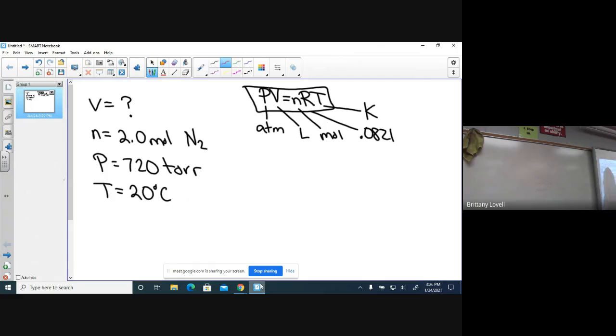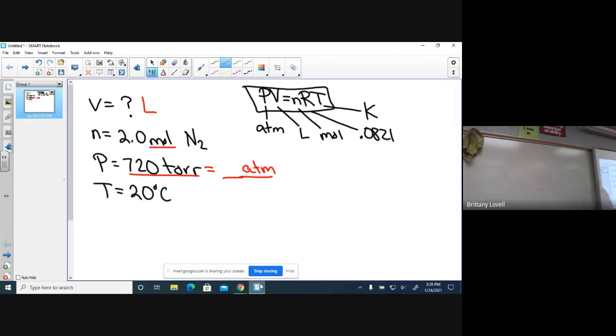So what we're going to do is, first of all, go through and just start plugging stuff in after we do conversions. We're going to have to convert some stuff first. Well, if we know that volume is what we're looking for, when we finish it, it's going to have to be in liters, right? We know that we've got moles, so that's okay. But we've got torr, and we don't want torr. We want this to be how many atm? How many atm would this be?